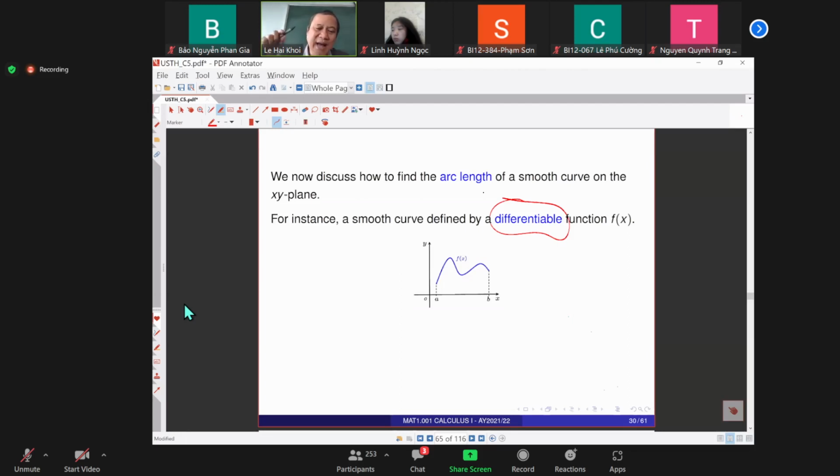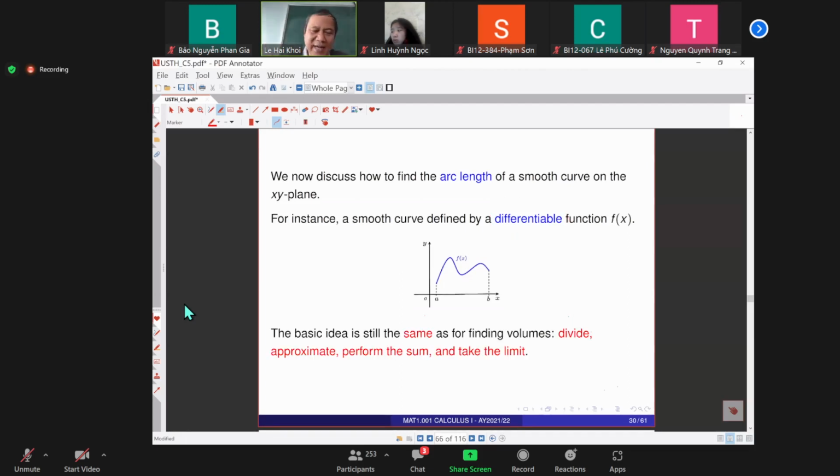Okay, so the idea is again the same. Everywhere in this chapter, the idea is the same as for finding the area and the volume. Divide the interval into equal subintervals, approximate the length on each interval, and then perform the sum. And finally, the fourth step is taking the limit.